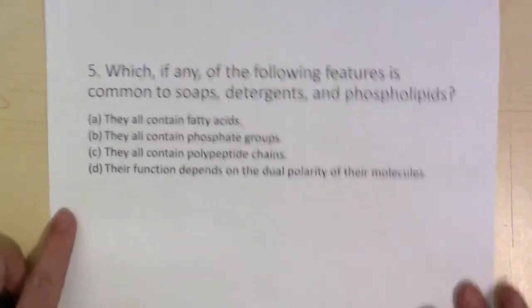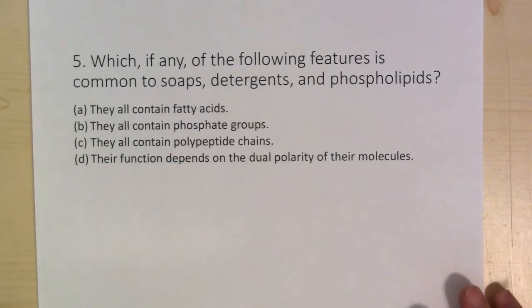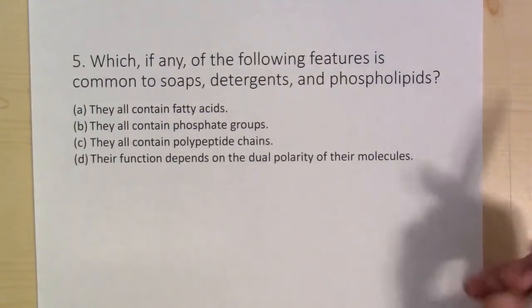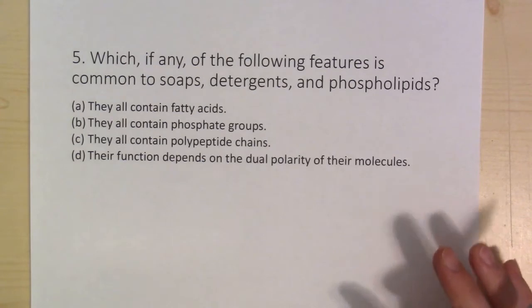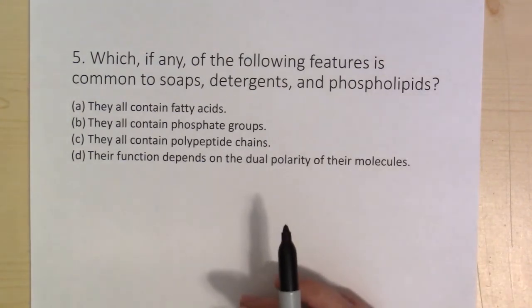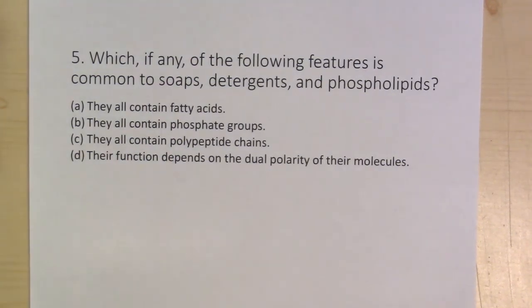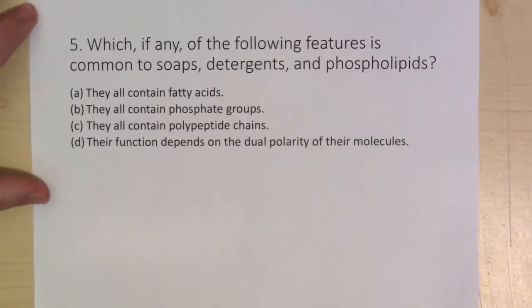Moving to number 5. It asks which, if any, of the following features is common to soaps, detergents, and phospholipids. So the choices are shown here. They're all fatty acids, they all contain phosphate groups, they all contain polypeptide chains. Or D, their function depends on the dual polarity of the molecules. So for this problem, it's probably best to see what some of these molecules look like. So soaps, detergents, and phospholipids.